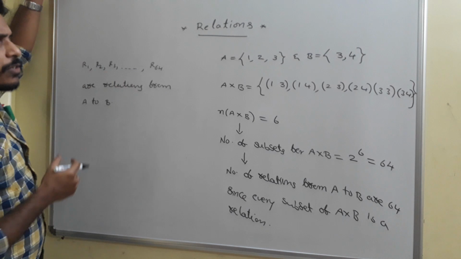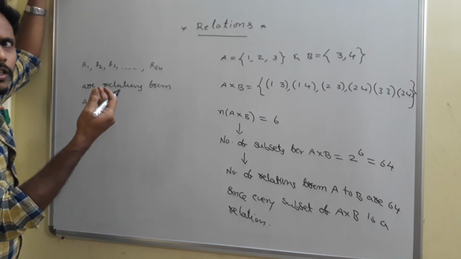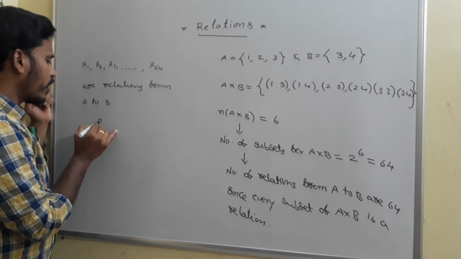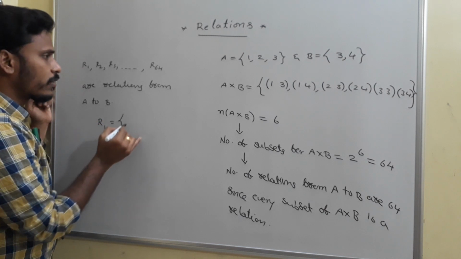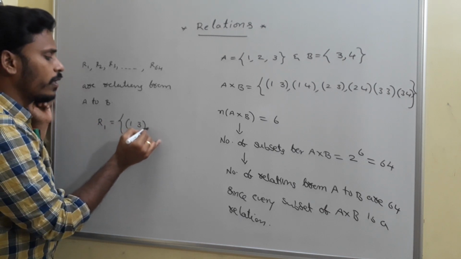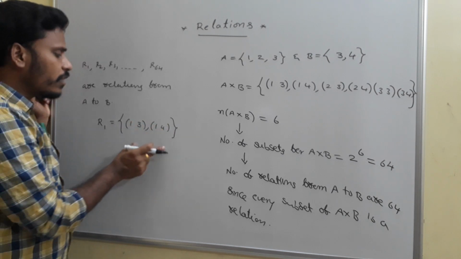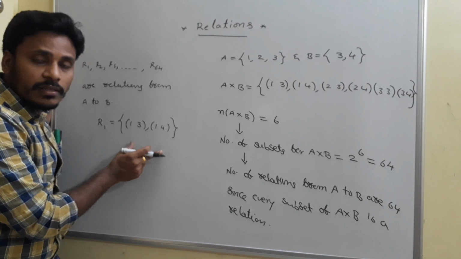You may take a subset. You just name it in your possible way, no problem. I will take a subset, I will name it as R1, a subset of A cross B containing the elements (1,3) and (1,4). See, this is a relation.